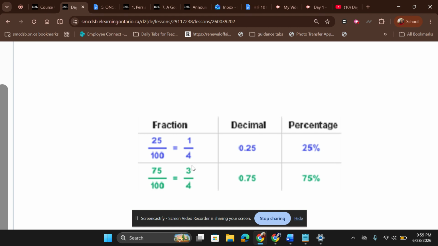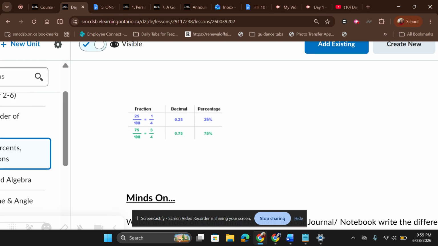75 out of 100 would be equal to 3/4. Written as a decimal, that would be 0.75. Written as a percent, that would be 75%.